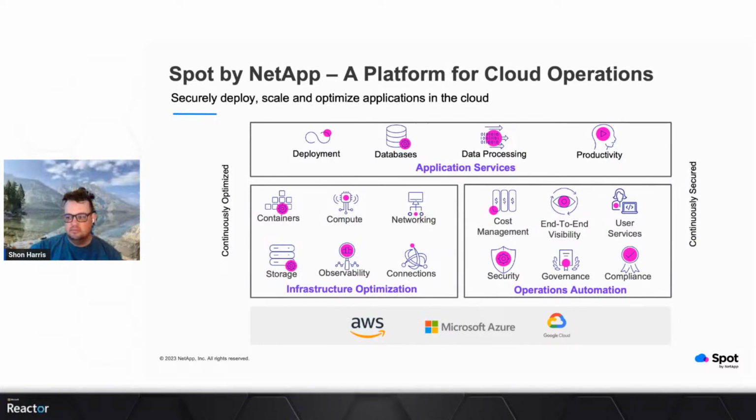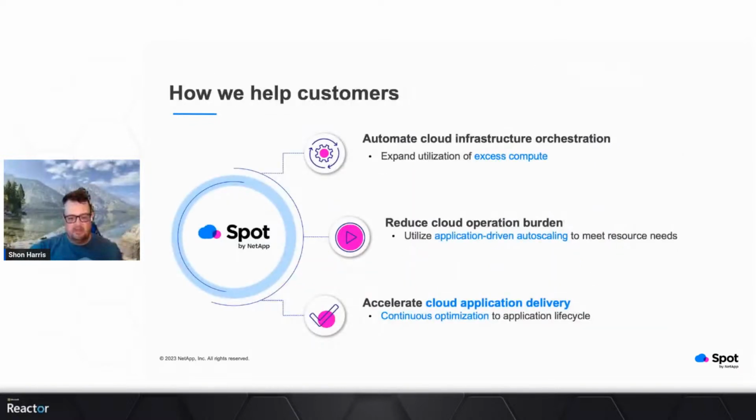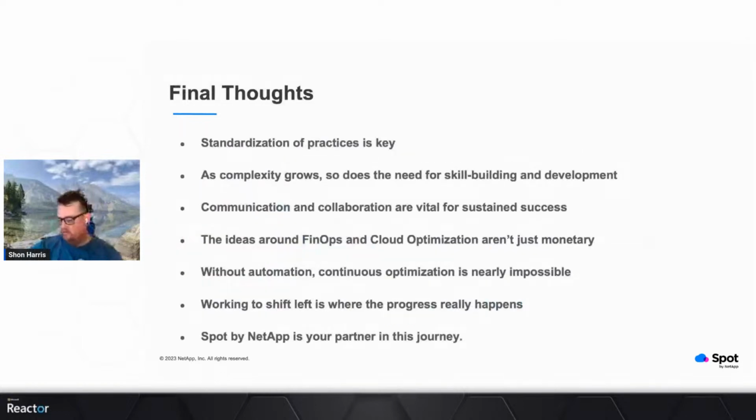This is where we come in. We support all 3 clouds. So if you have a multi-cloud workload, that's in there too. We help with application service, infrastructure automation, and operations automation, like we talked about at the beginning of the slideshow. We expand the utilization of excess compute. We utilize application-driven auto-scaling, like we've talked about throughout this presentation.